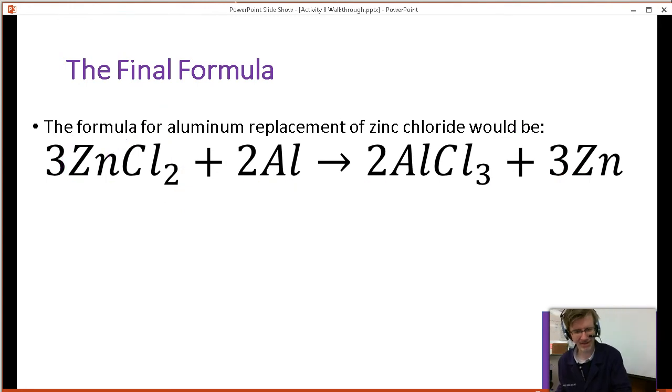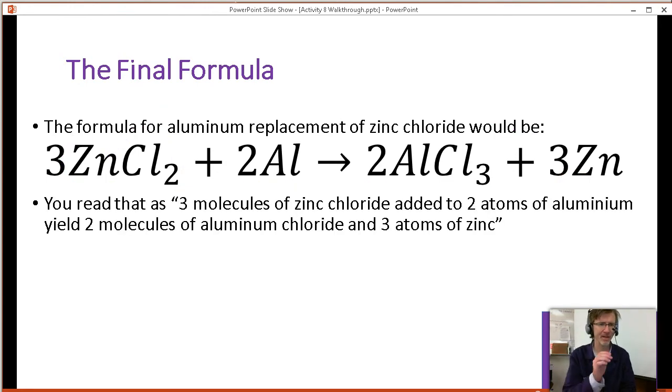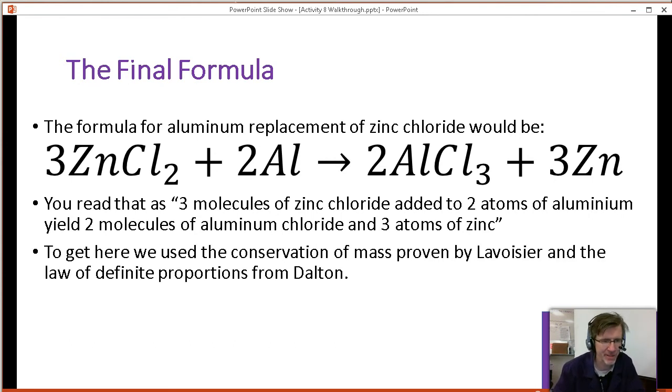They balance. Here's what we just did. You read this equation like this. 3 molecules of zinc chloride added to 2 atoms of aluminum yields, the arrow, 2 molecules of aluminum chloride and 3 atoms of zinc. Nice. Here's what we just did. You use the conservation of mass by Lavoisier and use the law of definite proportions from Dalton.